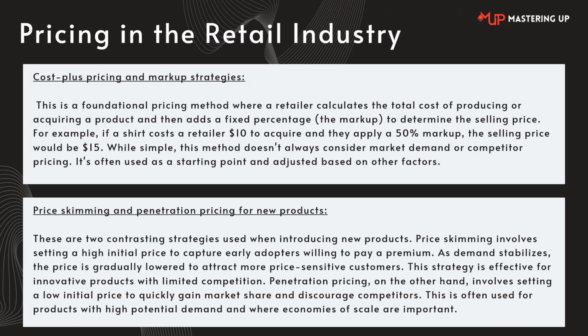Different pricing strategies across retail industries are cost-plus pricing and markup strategies. This is a foundational pricing method where a retailer calculates the total cost of producing or acquiring a product and then adds a fixed percentage to determine the selling price. This fixed percentage is also known as the markup. For example, if a shirt costs a retailer $10 to acquire, and they apply a 50% markup, the selling price would be $15. While simple, this method doesn't always consider market demand or competitor pricing. It's often used as a starting point and adjusted based on other factors.